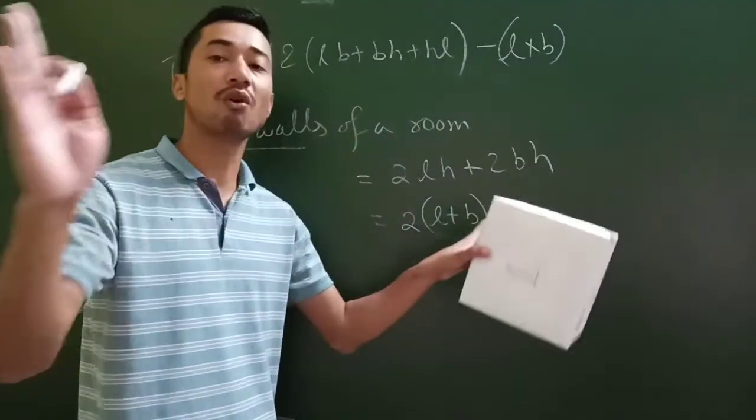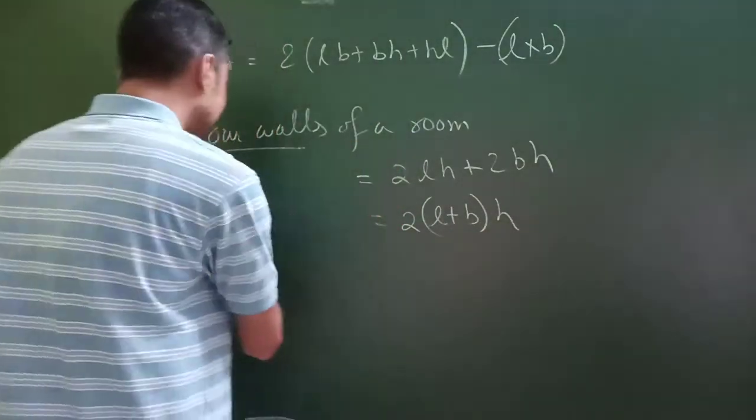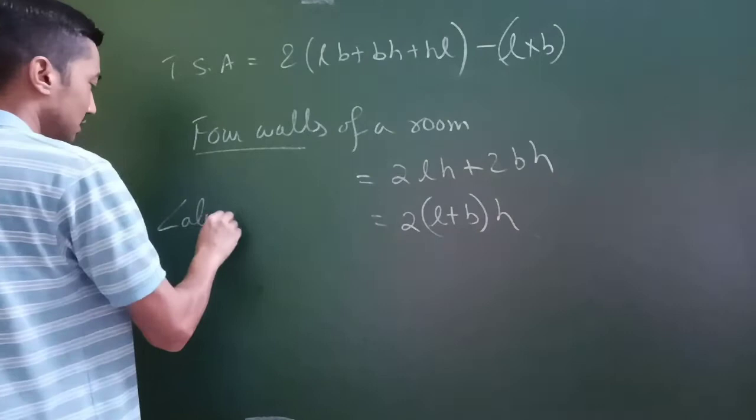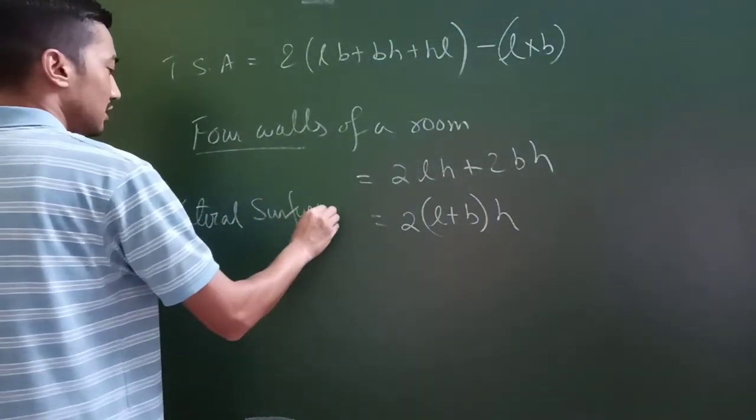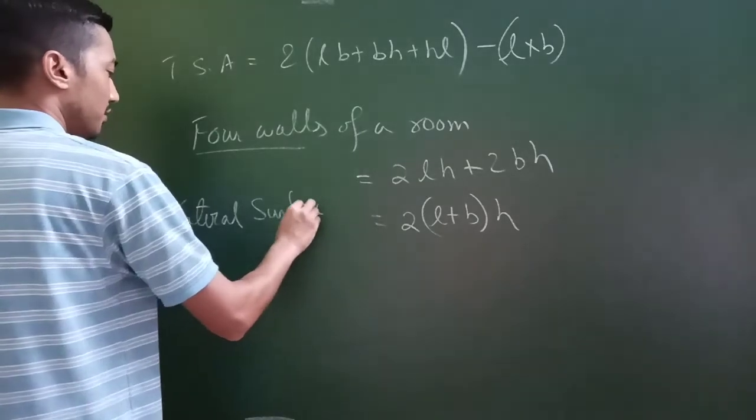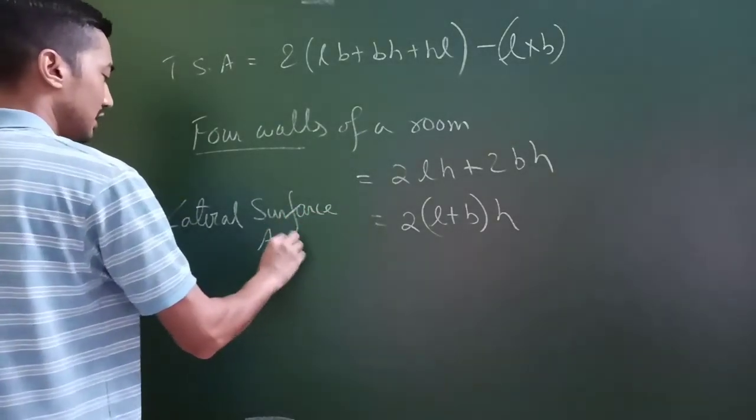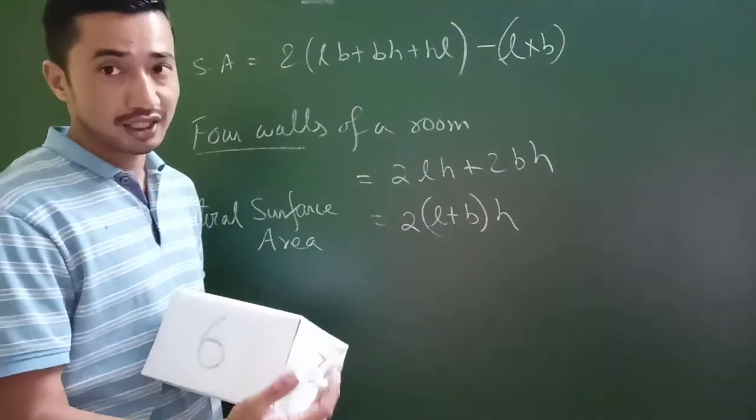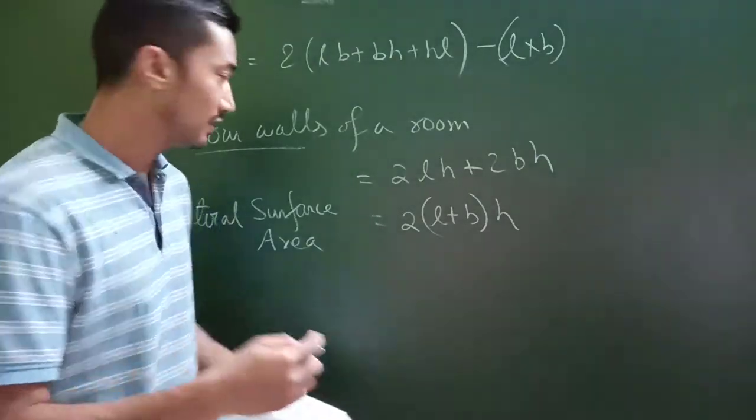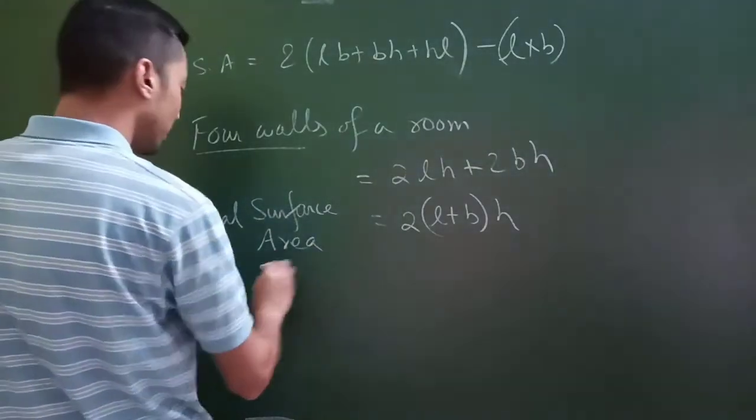So this is one formula that we use to find just the area of four walls of a room. Sometimes we also call that lateral surface area. Alright, what about for a cube? Then lateral surface area, this is going to be for a cuboidal room.